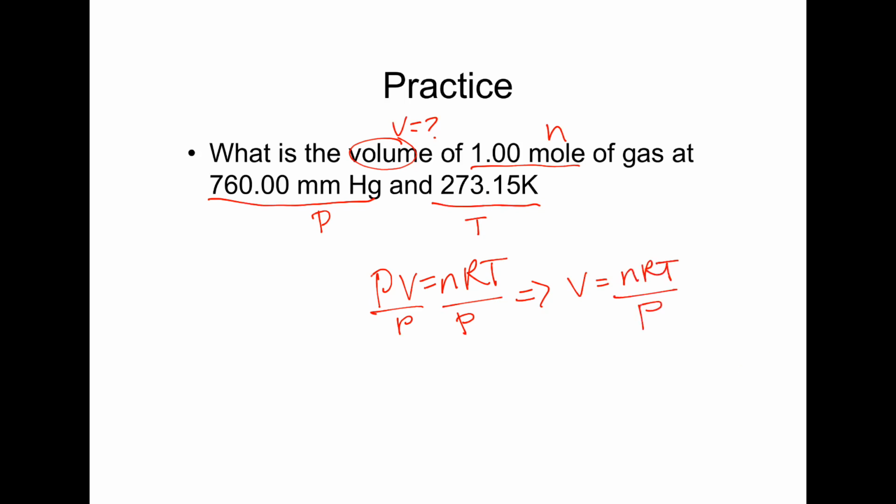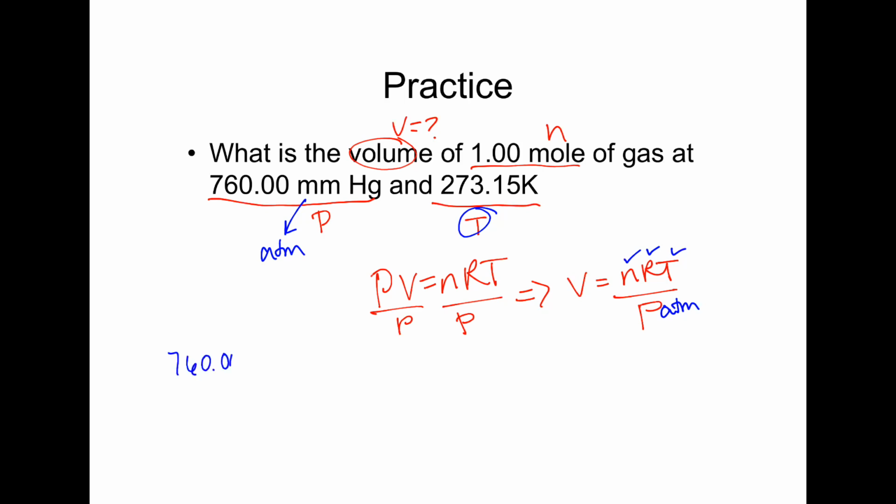What's nice about this problem is that almost everything is already in the right units. I have moles in the units of moles. R, which is a constant, I know what those units are. My temperature is already in Kelvin here, but my pressure needs to be in atmospheres. I have it in millimeters of mercury. I need to convert that to atmospheres. So before I can put that in, I need to do that conversion.